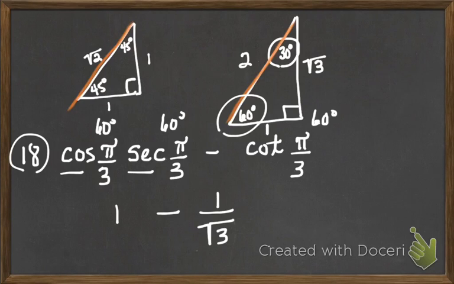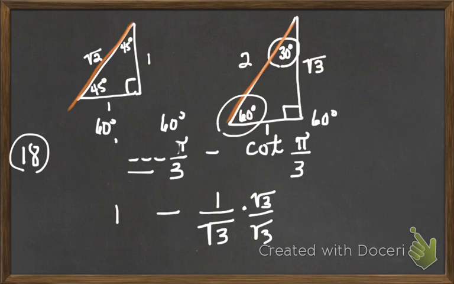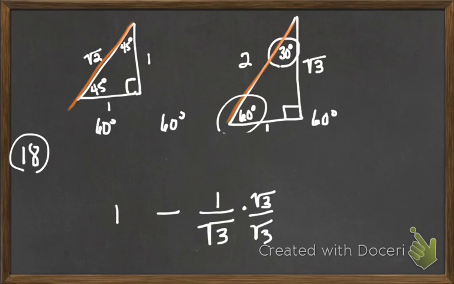I can't have the square root of 3 in the bottom, so I'm going to rationalize that second value. And I'm running out of room. And that's going to give me 1 minus what? 1 minus the square root of 3 over 3. Are those like terms? 1 minus the square root of 3 over 3? Not really, okay?